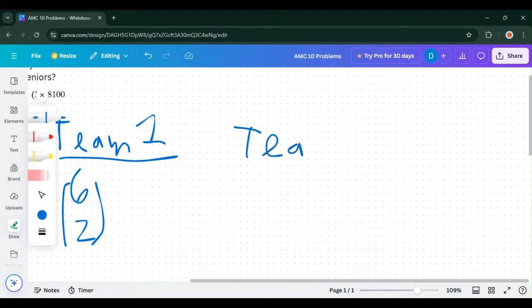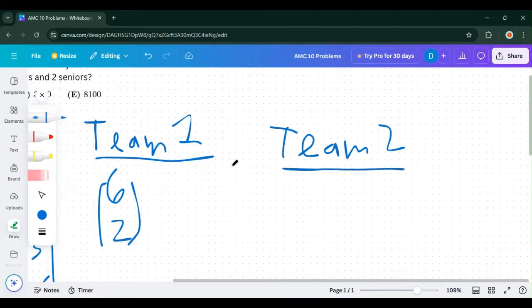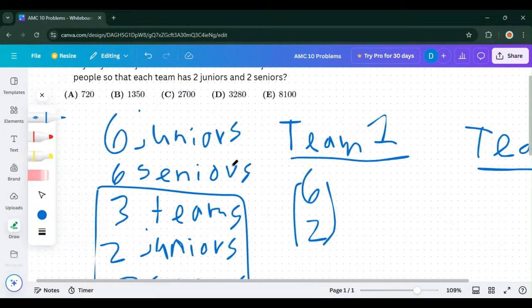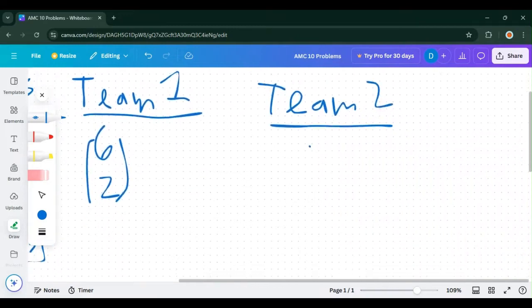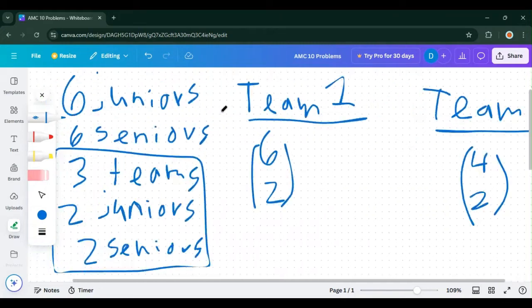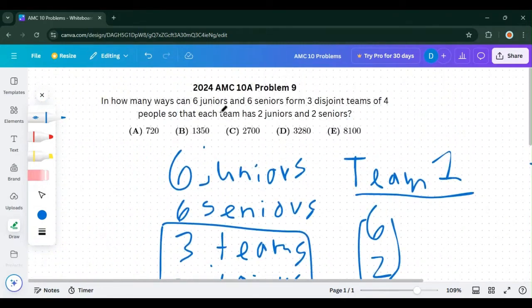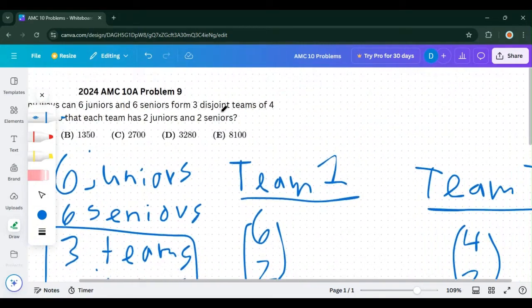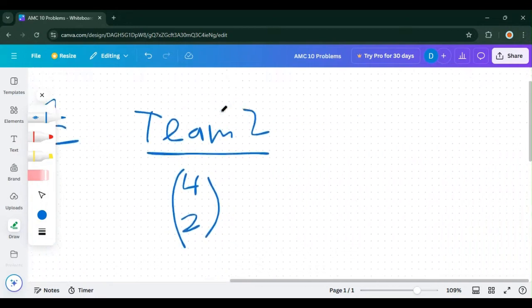Okay, now we can move on to team 2. And again, we're only covering the juniors. Don't worry, we'll cover the seniors eventually. And as you see here, we have team 2. So now, since we already picked 2 juniors, we have 4 juniors left. So out of the 4 juniors, we're trying to pick 2 again, because the problem states that each team should have 2 juniors and 2 seniors. But obviously, we're only worrying about juniors for right now.